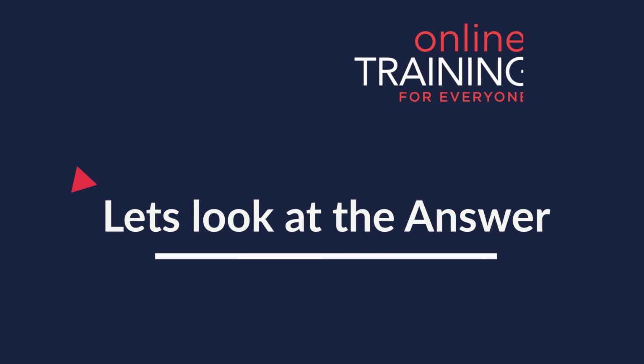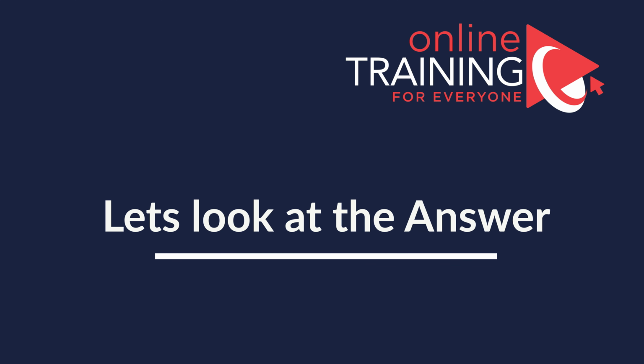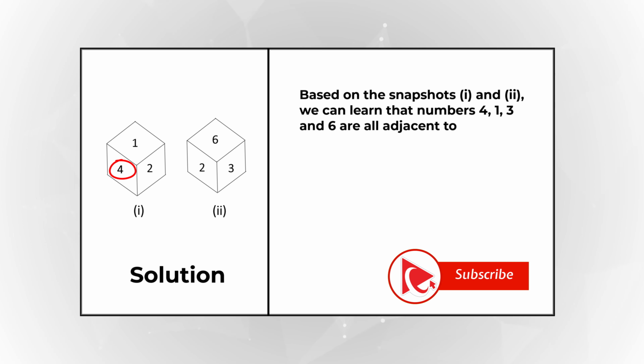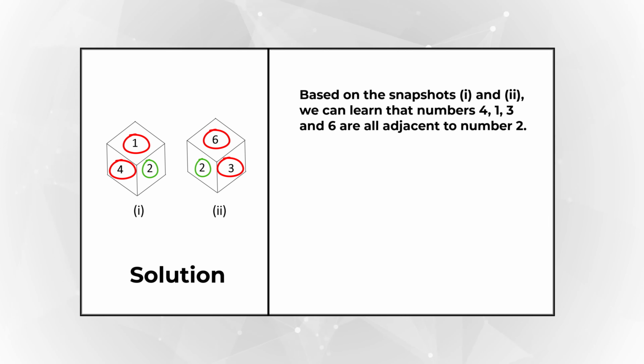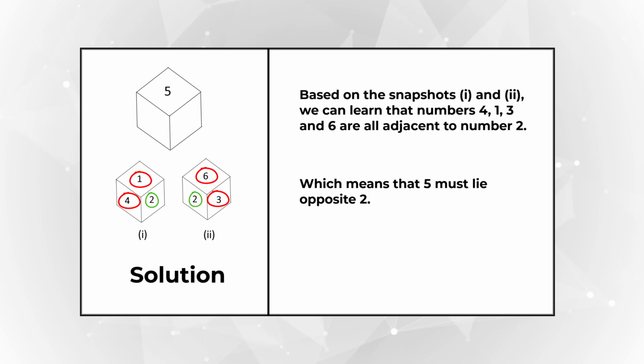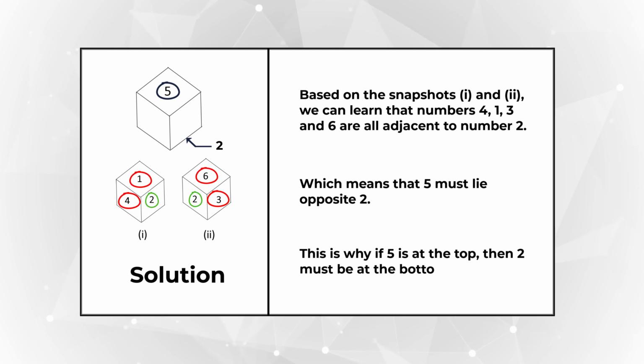To solve this challenge, let's take a close look at the dice's snapshots. Based on both snapshots, we can learn that numbers 4, 1, 3, and 6 are all adjacent to number 2. Because a dice only has 6 sides and corresponding 6 numbers, based on the 2 snapshots, we can determine that 5 must lie opposite of number 2. This is why if 5 is at the top, then 2 must be at the bottom.